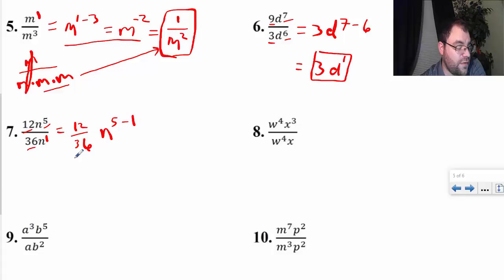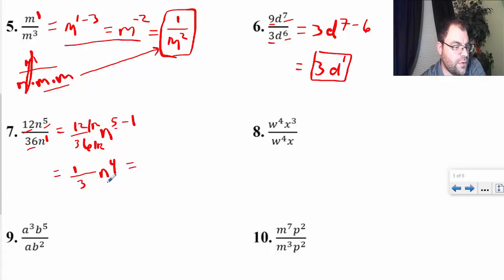12 over 36 is just a fraction, but it reduces. We can divide the top and bottom by 12 because they're both divisible by 12. So 12 divided by 12 is 1, and 36 divided by 12 is 3. So this is 1/3. 1/3 times n to the power of 5 minus 1, which is 4. So this answer is 1/3 n to the power of 4.